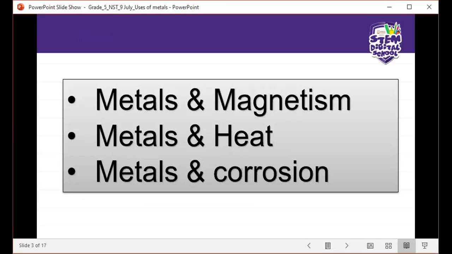And we also looked at metals and heat, and metals and corrosion. You remember the activity we did yesterday on metals and heat, using the metal teaspoon, the wooden teaspoon as well as the plastic teaspoon. We also looked at how metals corrode, using the example of coins, and how we can clean coins to remove the tarnish. And we said we can use paint to stop our metals from rusting.